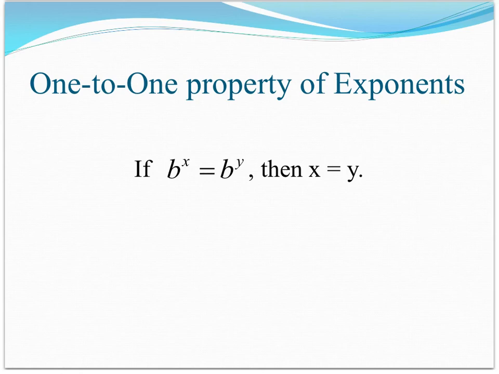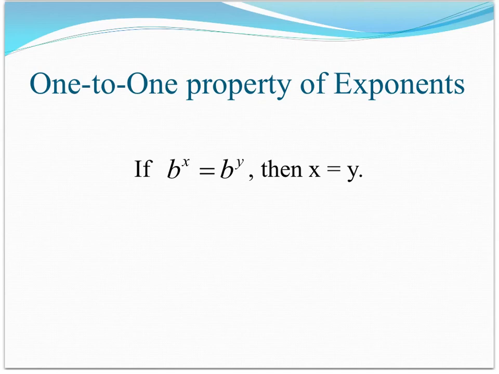Okay, so we're going to talk about the one-to-one property of exponents. Basically, if we take a look at what's going on here, we have some base raised to an exponent, and some other base raised to another exponent. Well, b is the same number, so if the bases are equal, then their exponents must also equal each other.